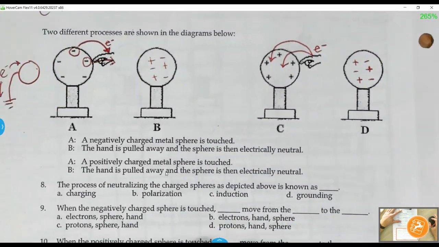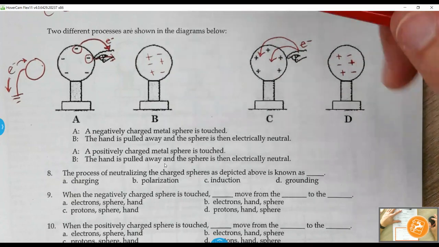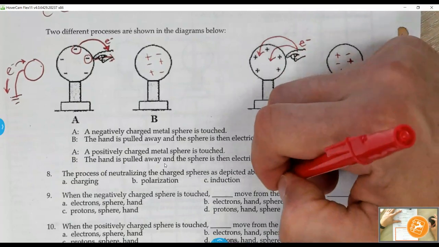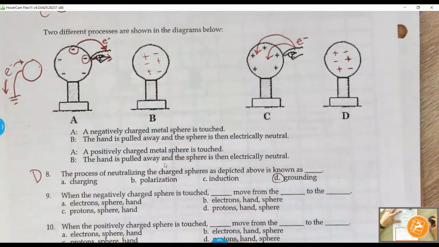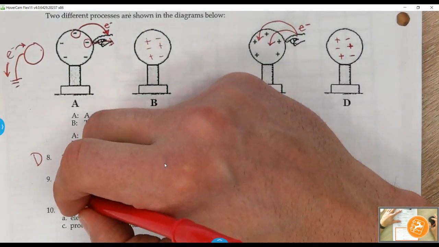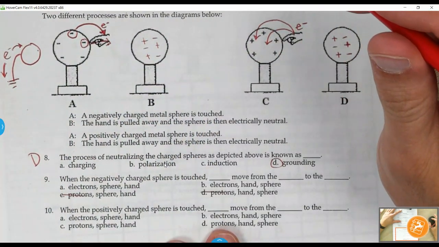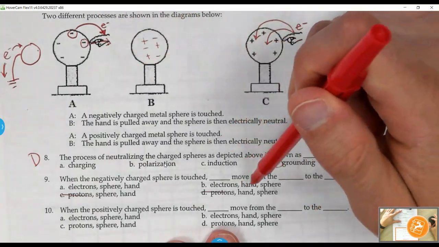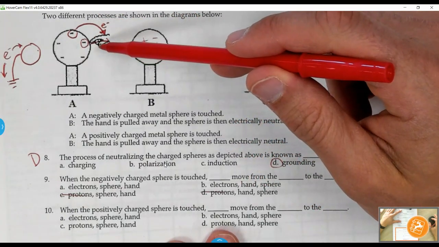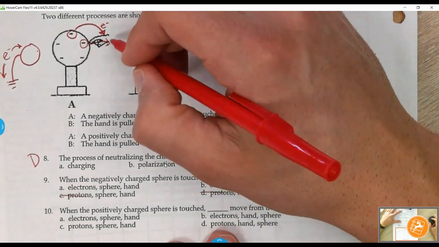All right, that is conduction and grounding combined. So the process of neutralizing the charged spheres, as shown above, is known as grounding. In the negatively charged spheres, what happened to the electrons? Protons don't move, so electrons move from the sphere to the hand. Opposite, right?